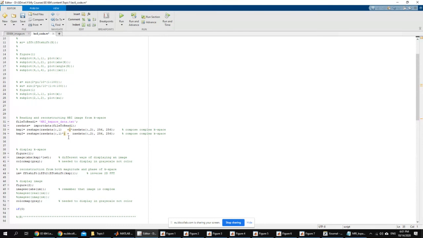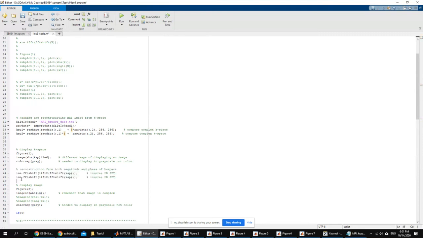Okay, so now we see I have j multiplied by the second one. Here I have j multiplied by the first one. And basically, let's compute two images: image 1 and image 2. The first one is just K-space 1, and the other one is K-space 2. That's the Fourier transformation. This is exactly the Fourier transformation that we used before.